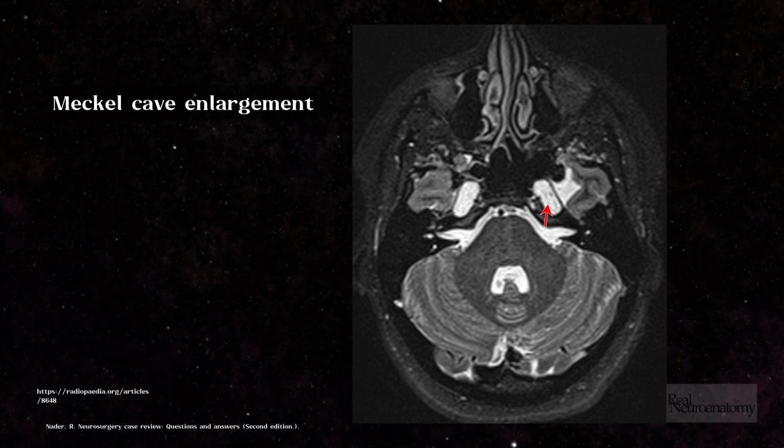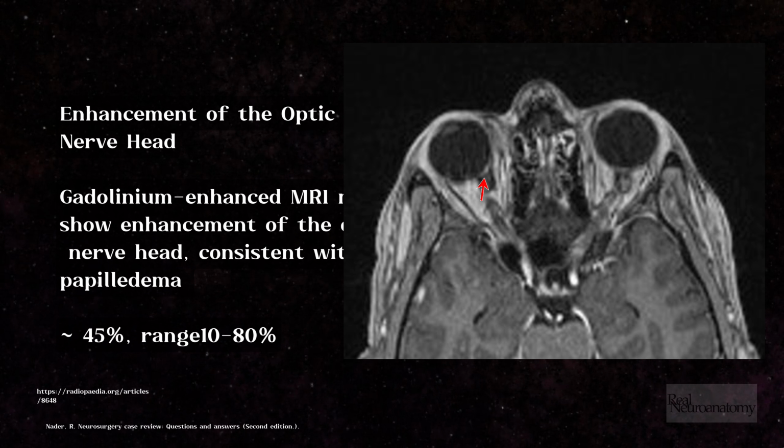Meckel cave enlargement. Enhancement of the optic nerve head: gadolinium enhanced MRI may show enhancement of the optic nerve head, consistent with papilledema. 45%, range 10 to 80%.